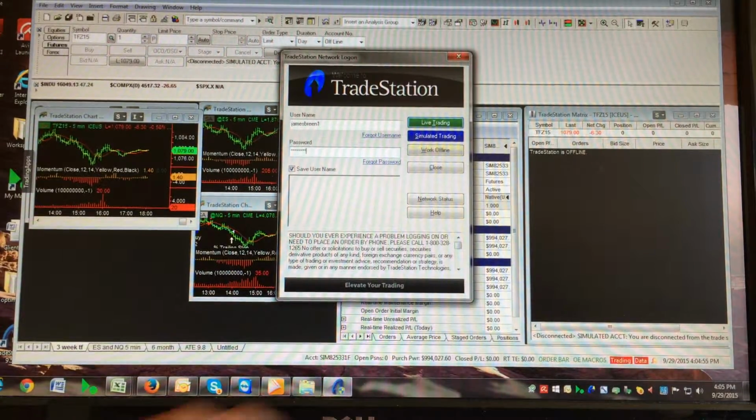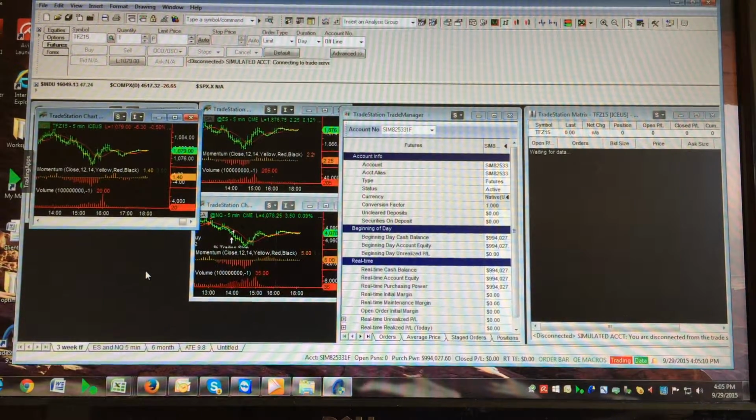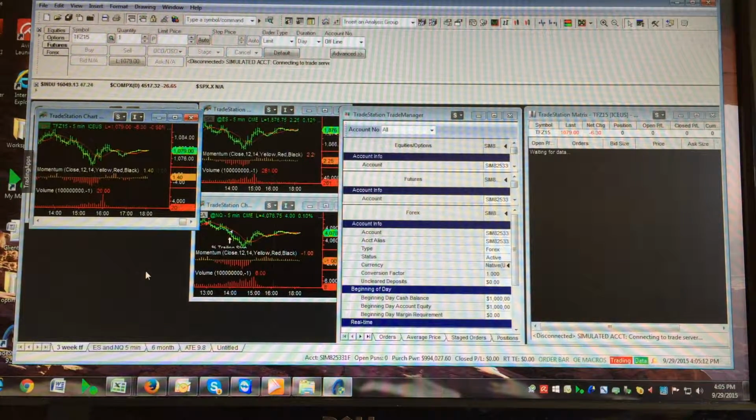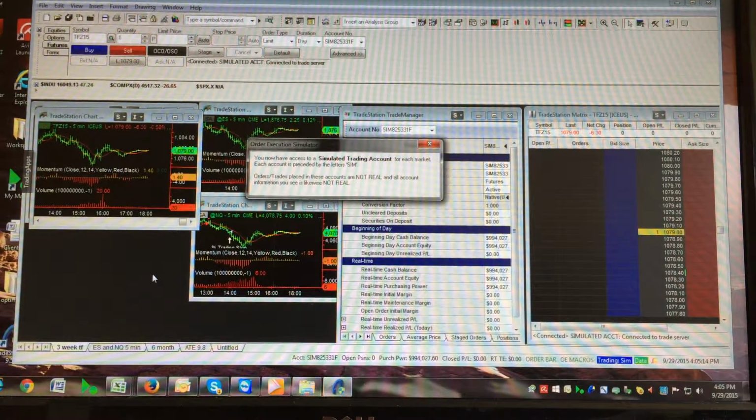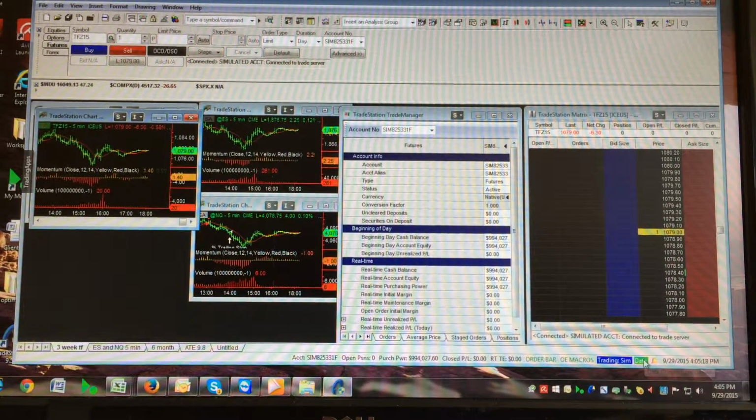forces you to log in, and it'll try to get you reconnected. Once it's gotten all of the information in, then this should be green, and if we were in live trading mode, instead of saying trading simulated, it would say trading live.